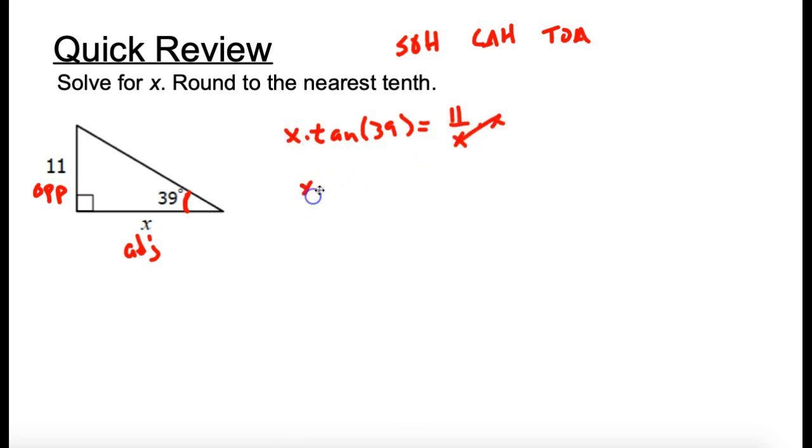That x will cancel out. We'll have x times the tangent of 39 equals 11. And then to get x by itself, I would just divide both sides by the tangent of 39. And that we can put into the calculator.